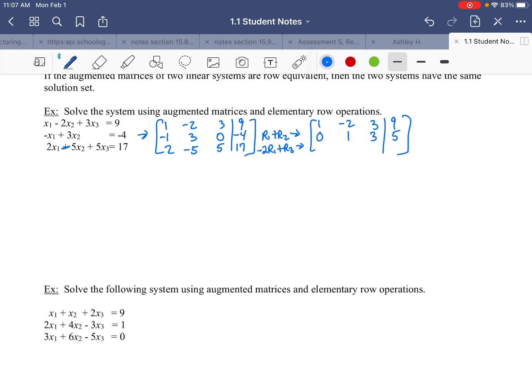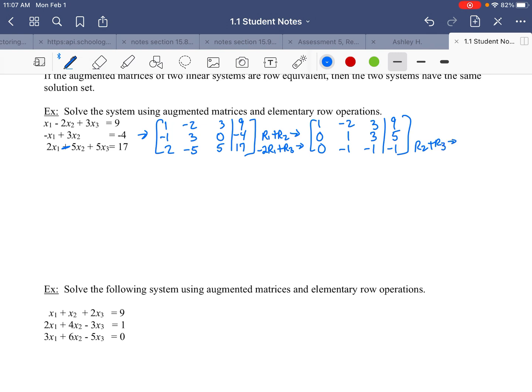-2 times the top row of 1 is -2. -2 plus 2 is 0. -2 times this -2 makes me a 4. So 4 plus -5 makes me a -1. And I also get -6 plus 5, so I get -1 again, and then I get -18 plus 17, so I get -1 again. And so now I easily notice that I can get rid of this right here if I would add it with that. So my new row 3 is going to be row 2 plus row 3.